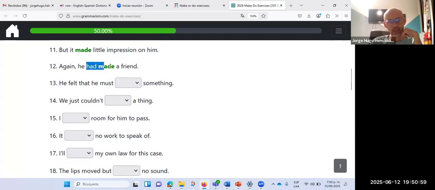In this case, we are using another tense in English, which is the past perfect. The past perfect is had, the past of have or has, and the verb make, but in past participle. He had made. In Spanish, how can we translate that?